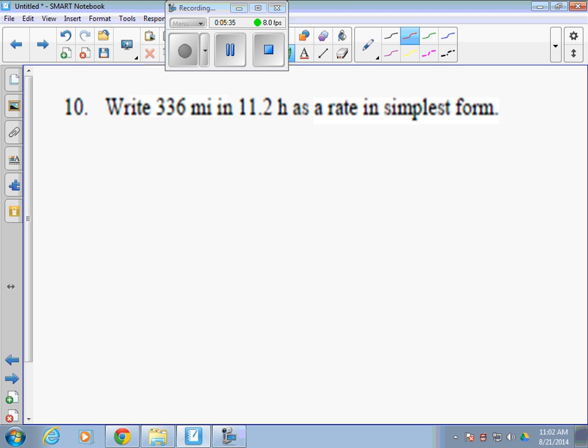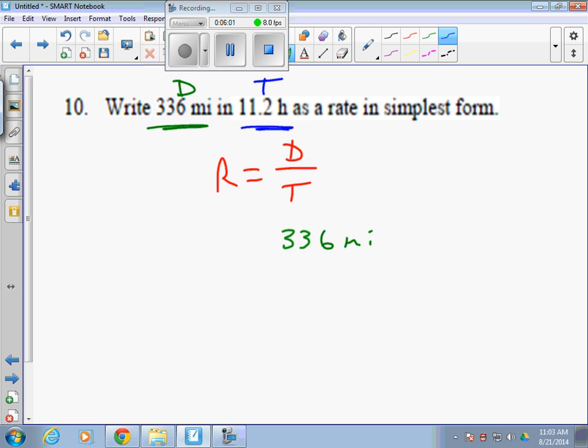10 says write 336 miles in 11.2 hours as a rate in simplest form. Rate is the same thing as distance over time. Think of looking at your speedometer. Your speedometer says miles per hour or miles over hours, distance over time. So this is your distance measurement right here, 336 miles. And this is your time measurement right here, 11.2 hours.